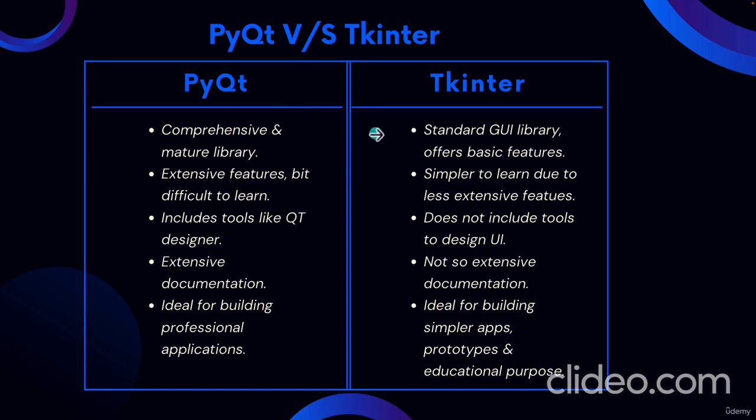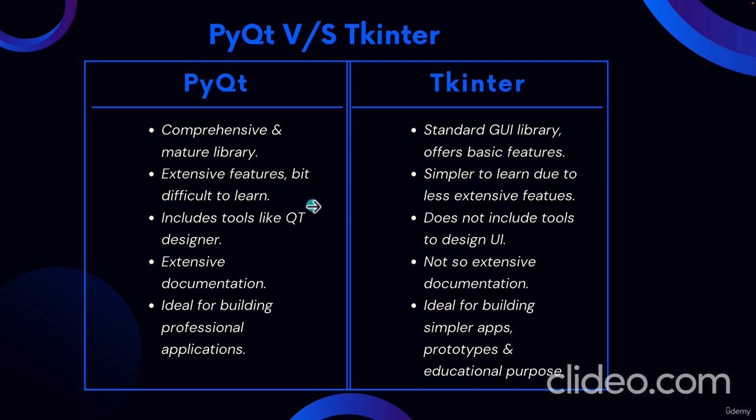Whereas if you talk about Tkinter, Tkinter is more of a standard GUI library, and it actually comes bundled with Python. And Tkinter does not have the advanced features as provided by PyQt. So that's the major difference between these two libraries. So as PyQt offers a bit more features, it's a little bit more difficult to learn. However, if you take a look at Tkinter, Tkinter is simpler to learn because it has less extensive features and it's easier to implement those features.